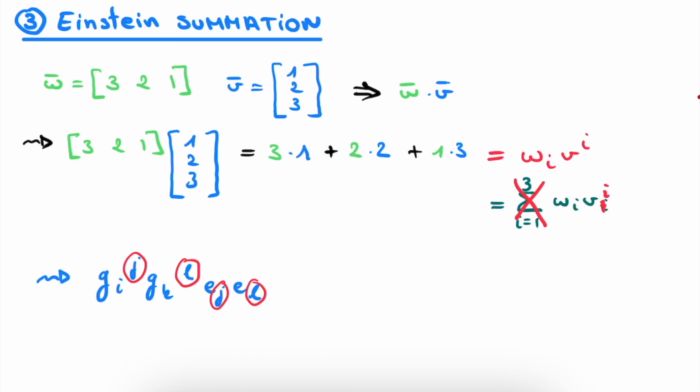Another example is to calculate the infinitesimal distance in four-dimensional spacetime. This infinitesimal distance, which we denote as ds squared, is simply equal to dx_i multiplied by dx^i. And in this case, we have to sum over the i's, because we have one i down and one i up. And this, in a nutshell, is Einstein's summation notation.